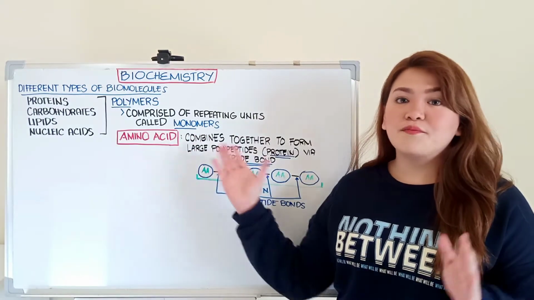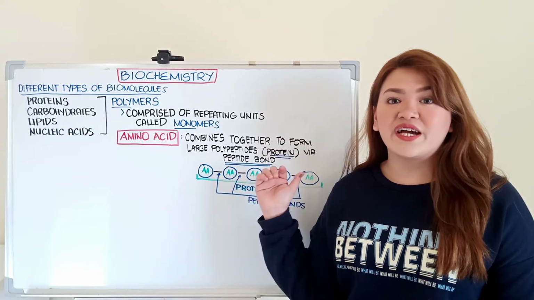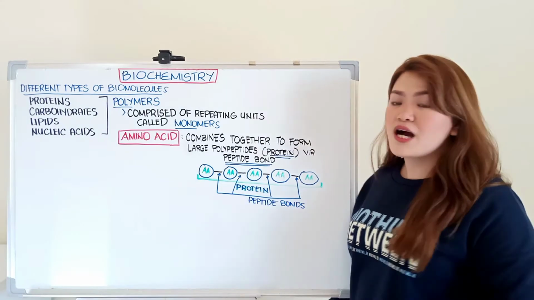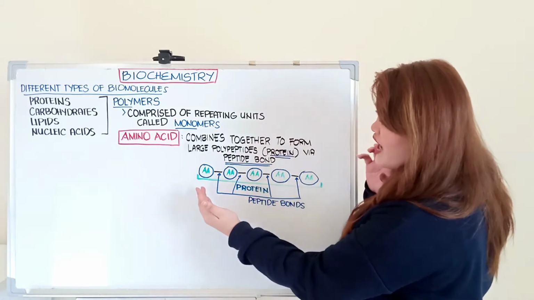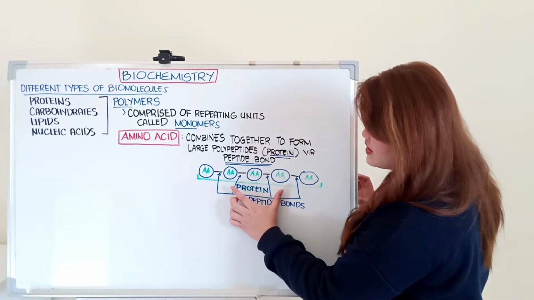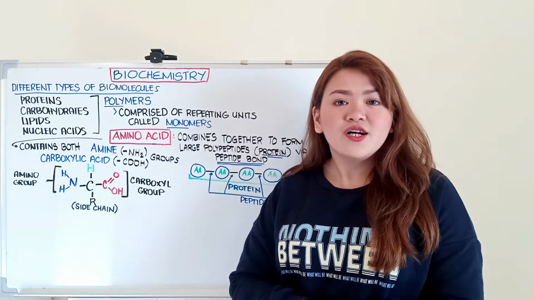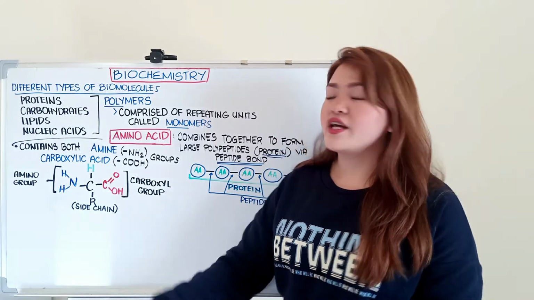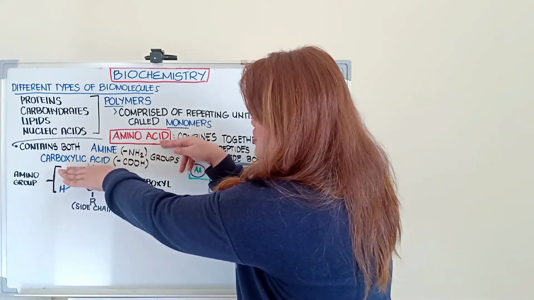Amino acids combine together to form large polypeptides called protein via peptide bond. For example, ito yung mga amino acids natin. So each amino acid combine or link together to form our protein, and we call these bonds peptide bonds. They are called the amino acids because they contain both an amine and carboxylic acid functional group.